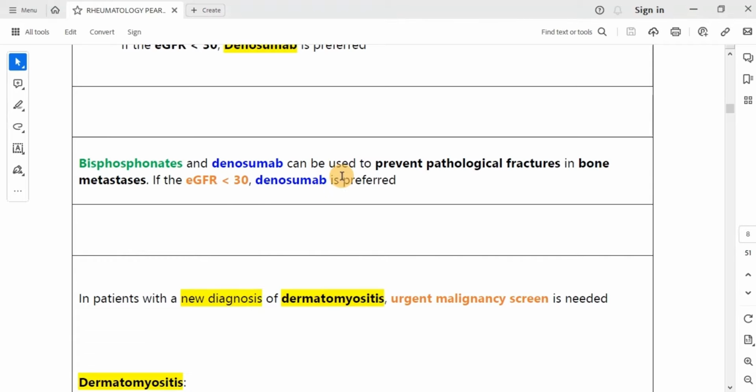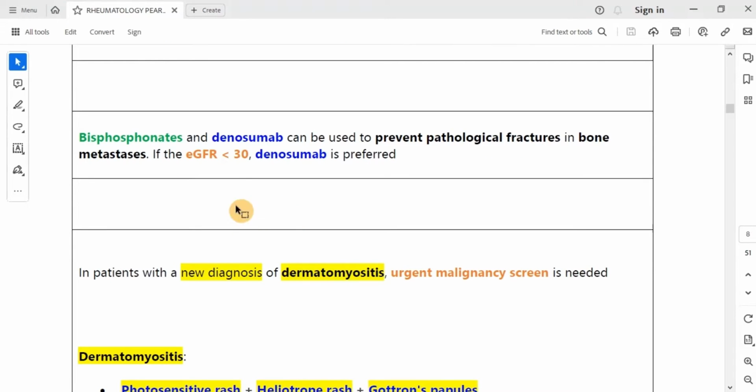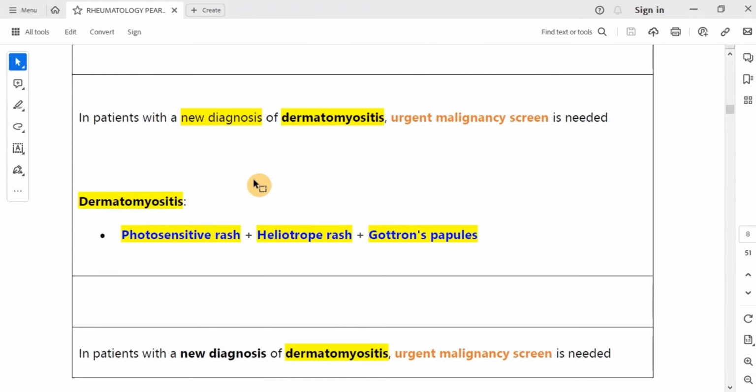Bisphosphonates and denosumab can be used to prevent pathological fracture in bone metastasis. If the eGFR is less than 30, then denosumab is preferred. So when the eGFR is less than 30 or when the T-score is less than minus 3.5, then we should go for denosumab instead of the bisphosphonate.